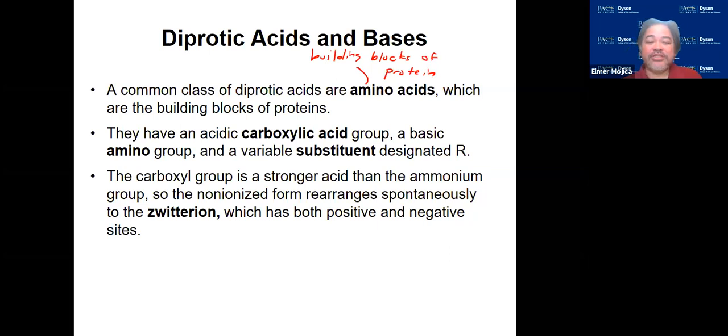And amino acids have this carboxylic acid group, which is acidic because of the word acid there, and the basic amino group. In addition to these two groups, they have this substituent known as the R. And the fourth one that we have is just a hydrogen. The carboxyl group is a stronger acid than the ammonium group, so the non-ionized form rearranges spontaneously to have this so-called zwitterion, which contains both the positive and the negative sites.